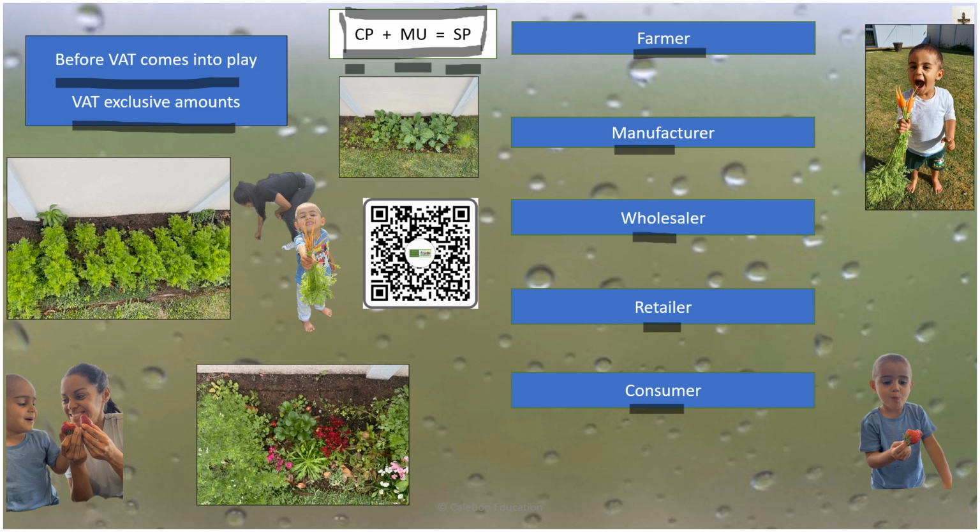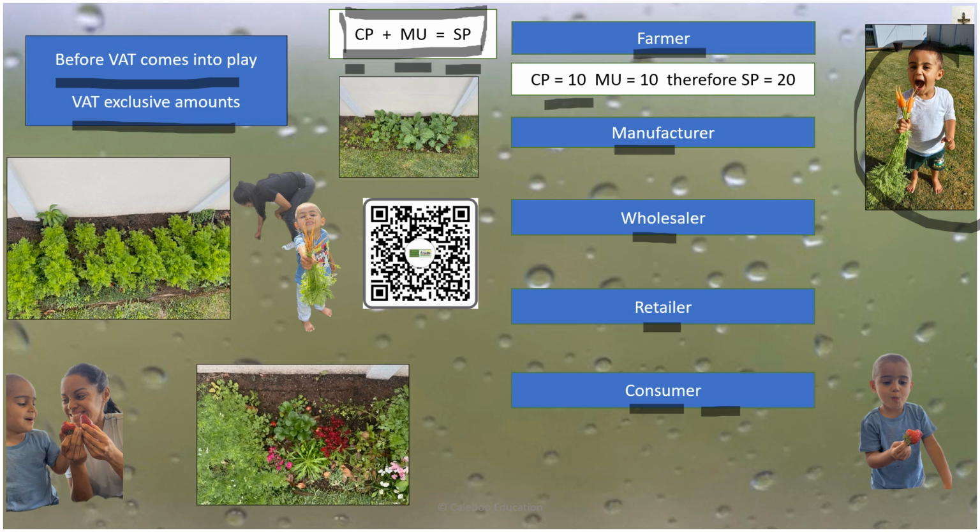From the farmer, Caleb the farmer, as the product goes through the different levels of production, to the consumer. So remember, the numbers exclude VAT. So a farmer will have a cost of 10. The farmer wants to make a gross profit of 10. Therefore, the farmer's selling price will be 20. So I'm just showing you how it works. We go into business to make a profit, so we have to add a markup to the cost price.